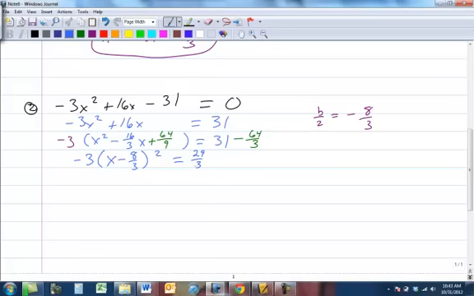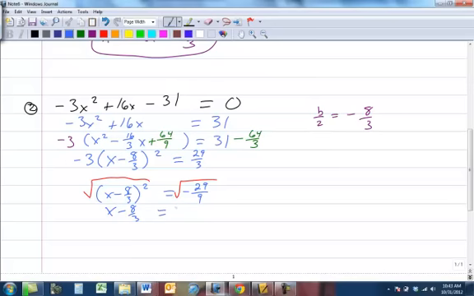29/3. Divide by 3 on both sides. All right, so now we're at x minus 8/3 quantity squared equals 29/3 divided by negative 3 is negative 29/9. All right, square root both sides to get rid of that squared. Now, when I square root both sides, I'm left with x minus 8/3 equals, let's see if you follow me here.